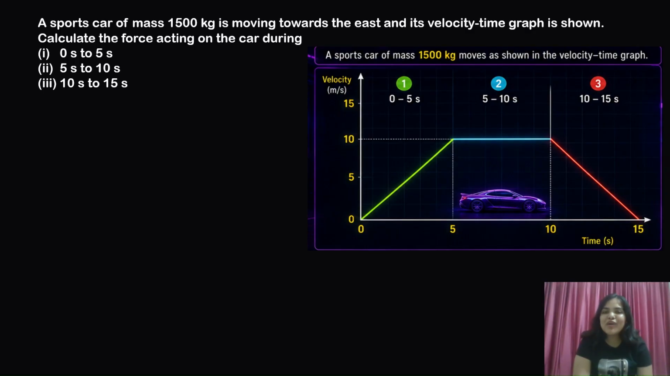Hello guys, welcome to part 4 of our episode How Forces Affect Motion. Today we will find force from a graph.